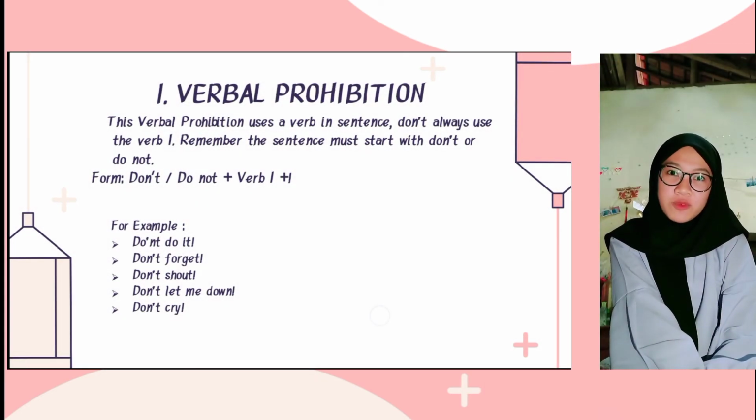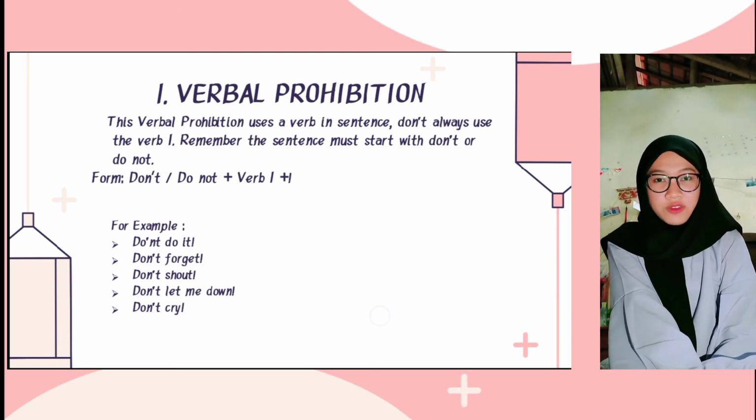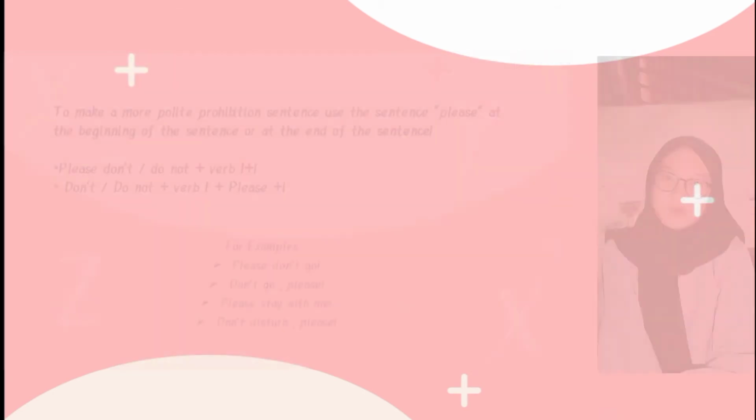Example prohibition 1. Verbal prohibition. This verbal prohibition uses a verb in the sentence. Don't always use the verb one. Remember, the sentence must start with don't or do not. Formula: don't or do not plus verb one plus exclamation mark. For example, don't do it, don't forget, don't shout, don't let me down, don't cry.